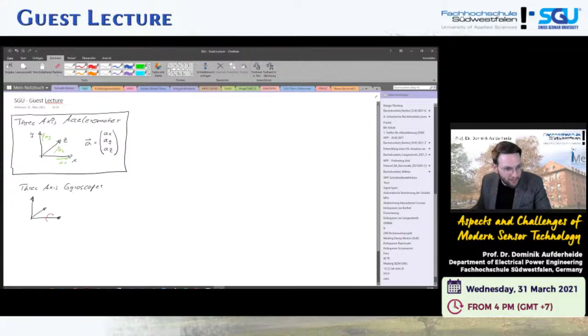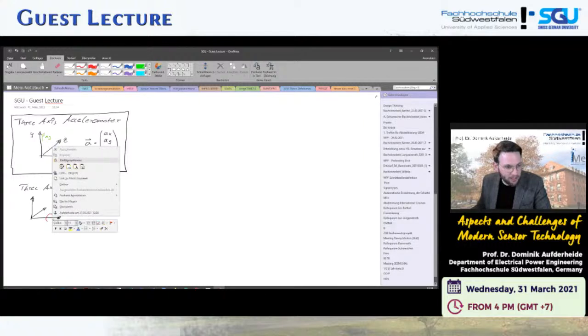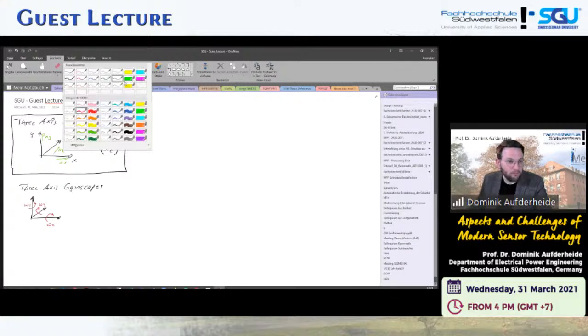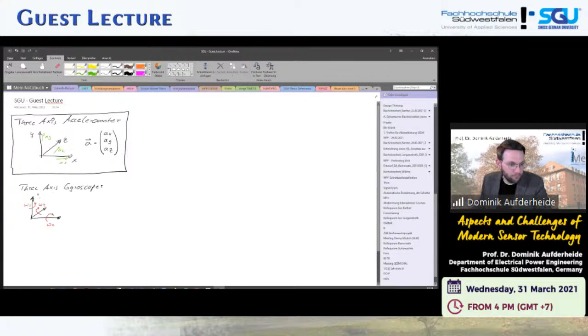So we are measuring the angular velocities around these axes. So we call it omega x, and y. Very good. So that means here we also get a vector with the angular velocities. So this would be my second set of sensors.